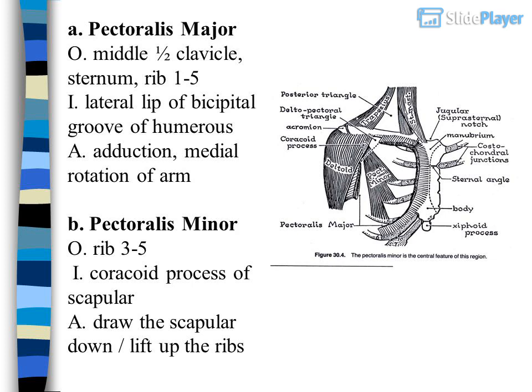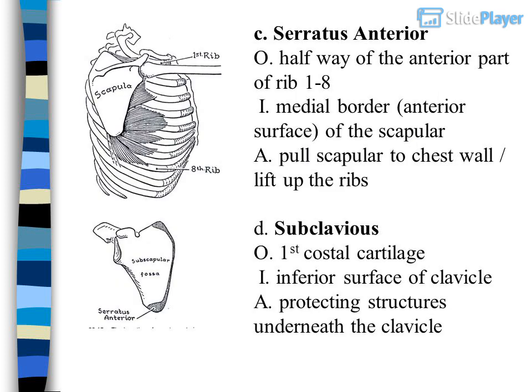B. Pectoralis minor. Origin: ribs 3 to 5. Insertion: coracoid process of scapula. Action: draws the scapula down, lifts up the ribs. C. Serratus anterior. Origin: anterior part of ribs 1 to 8. Insertion: medial border, anterior surface of the scapula. Action: pulls scapula to chest wall, lifts up the ribs.